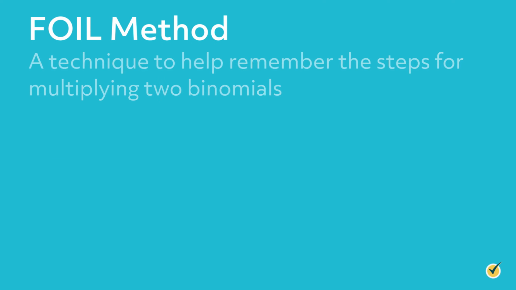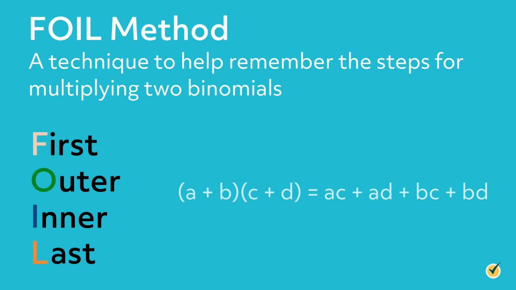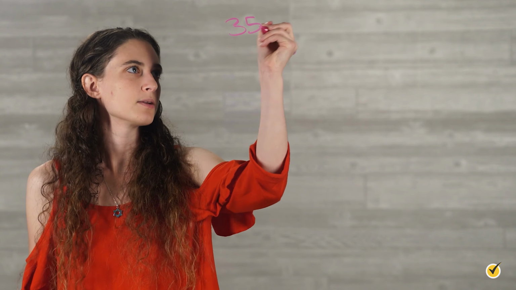The FOIL method is a technique that's used to remember the steps for multiplying two binomials. The letters in the word FOIL stand for first, outer, inner, and last. The product of two binomials is the sum of multiplying the first terms, outer terms, inner terms, and last terms. Let's look at an example of multiplying two-digit numbers using the FOIL method. So consider the multiplication problem 35 times 56.